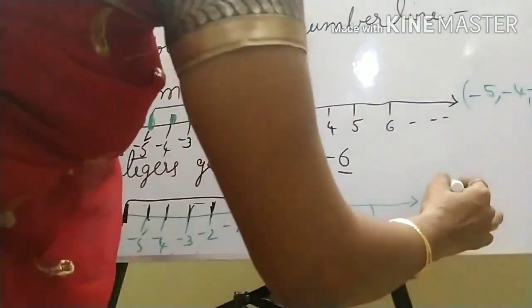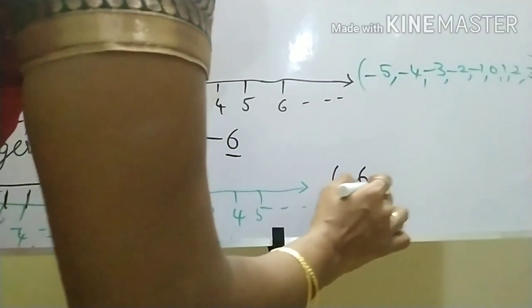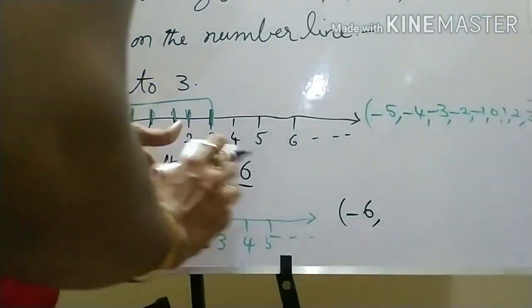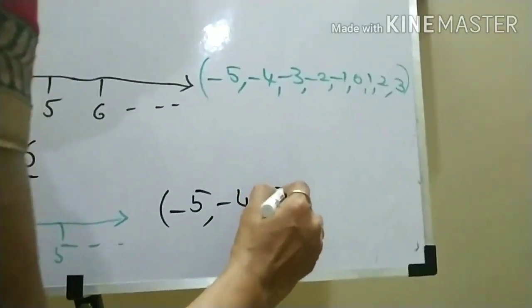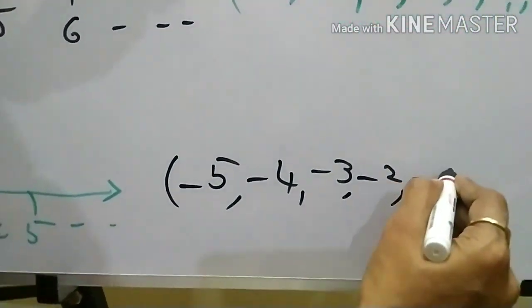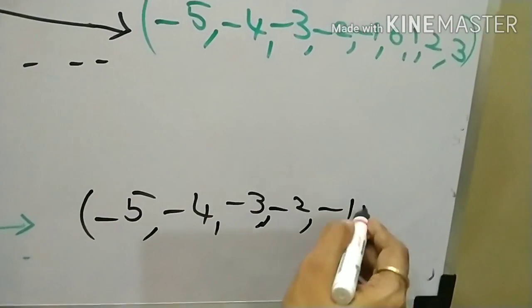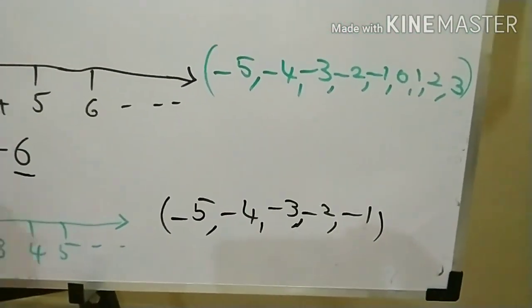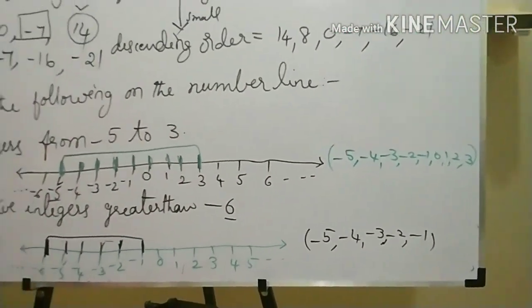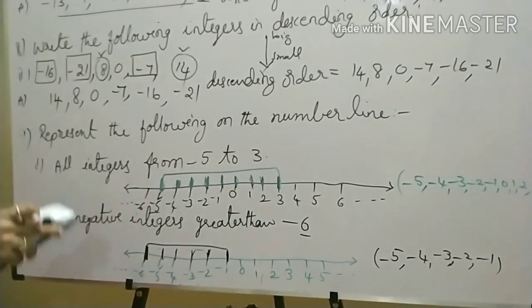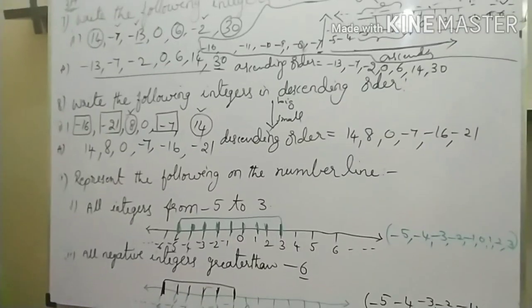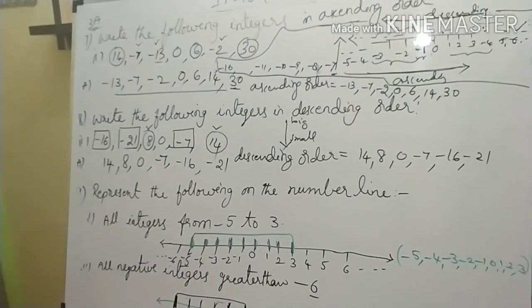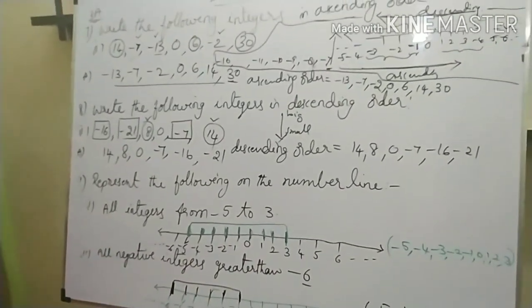How many numbers did we get here? Minus 6 itself is not greater than minus 6, so no need to mention it. Minus 5, minus 4, minus 3, minus 2, minus 1. These are the numbers greater than minus 6. We have plotted them here. Understood this one? Like that you have to mention on the number line. Okay. Note down this one.